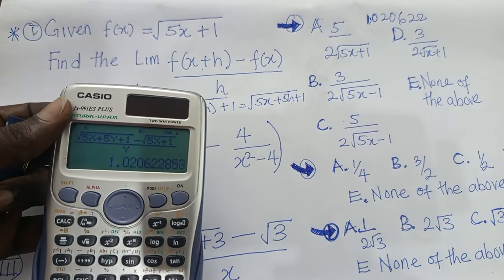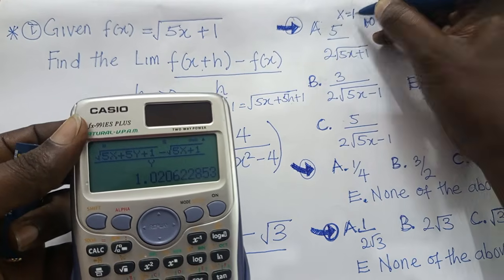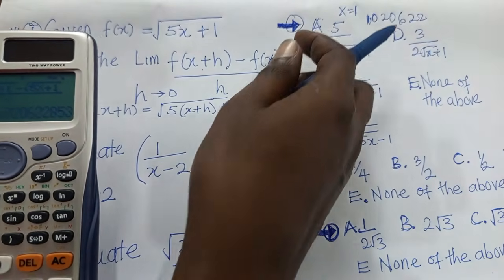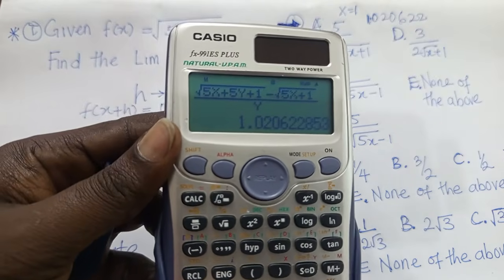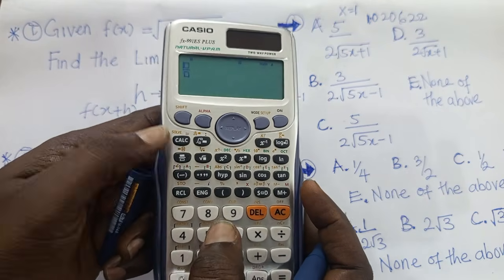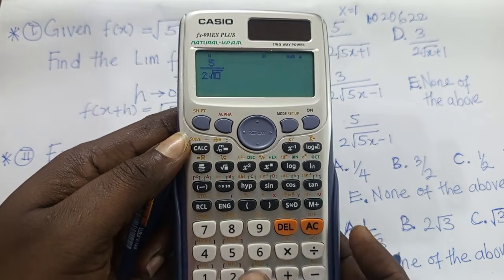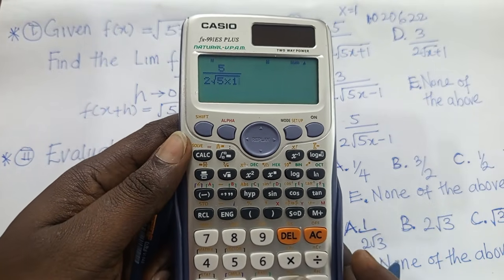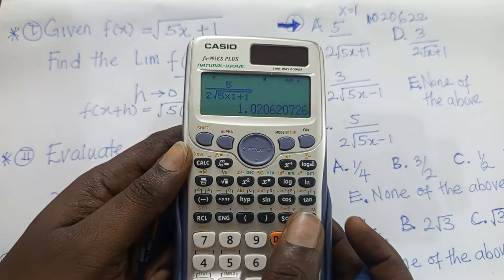Don't forget that we are choosing our x: we assumed x to be equal to 1. So we are now going to check the options by putting x equal to 1 in all of them. Anyone that gives us this particular value is our answer. So I will check option A: 5 over 2 square root of 5 times 1 plus 1. That will give us exactly the answer we got.